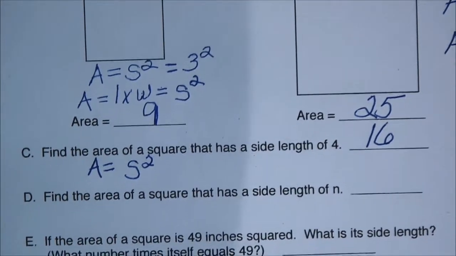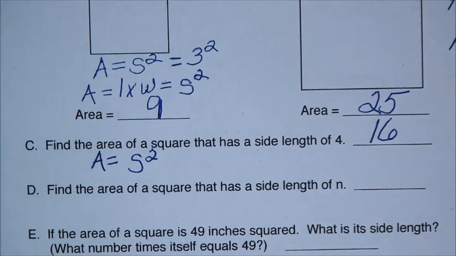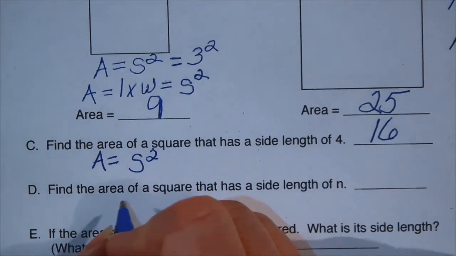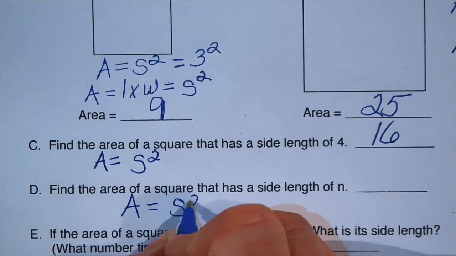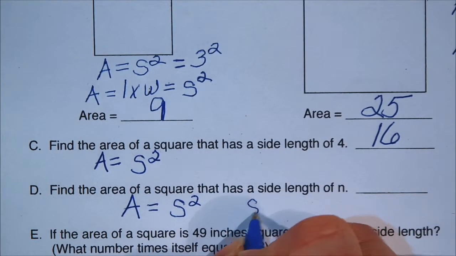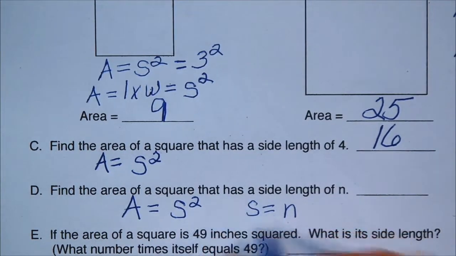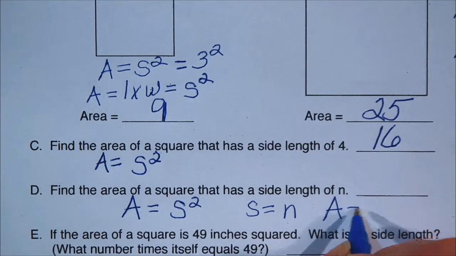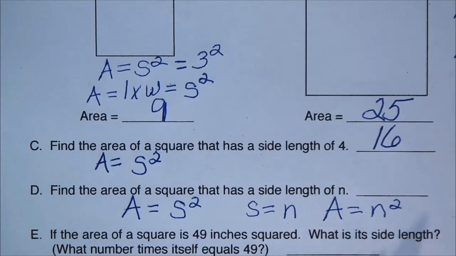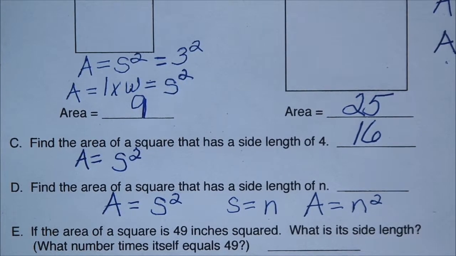Okay. Find the area of a square that has a side length of n. Whoa. You're not going to get a number. It's going to be n squared. Where did I get that? Because area equals S squared. In this case, S equals n, so I'm going to substitute the n for the S. N squared. Can I do anything else with that? No.